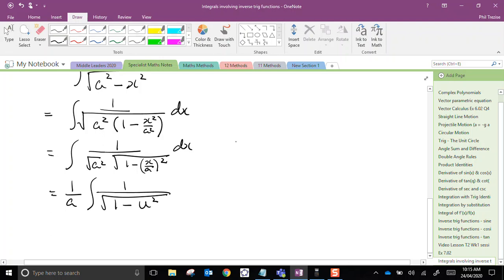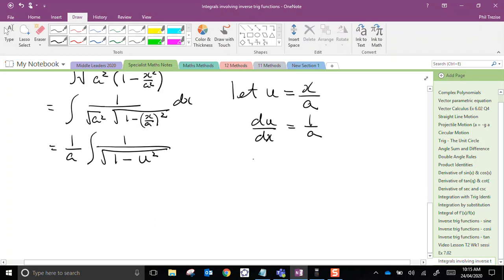Well, this is where my substitution technique comes in. I will let u equal x over a. And I need to, of course, find what dx is the same as to substitute. So du over dx would equal 1 over a. A multiplied by du equals dx. There's my replacement, a multiplied by du.